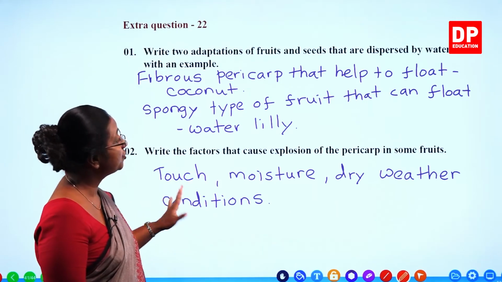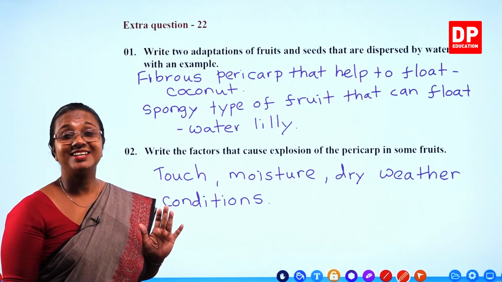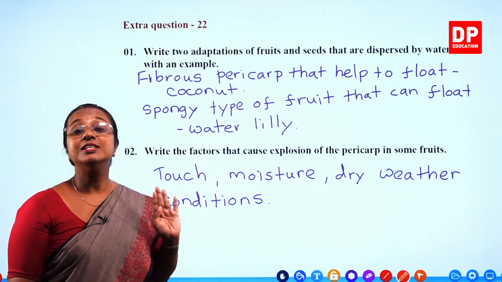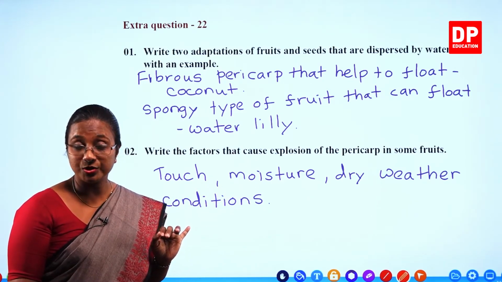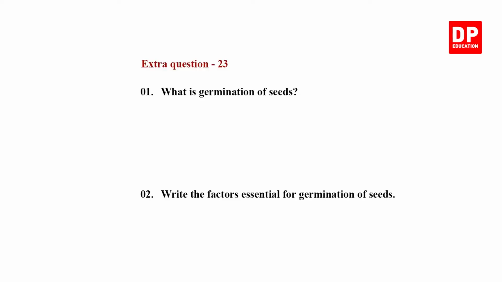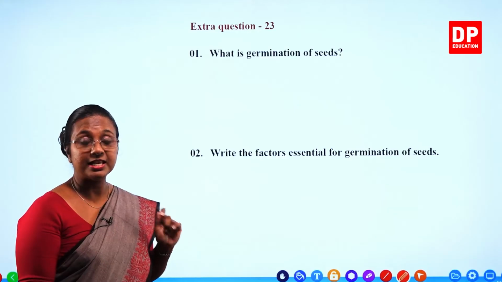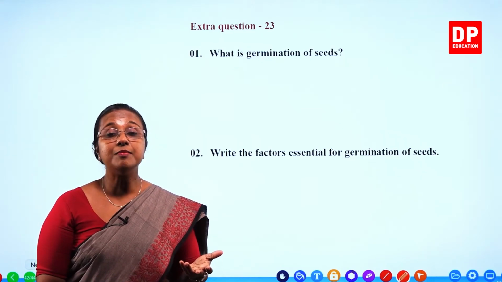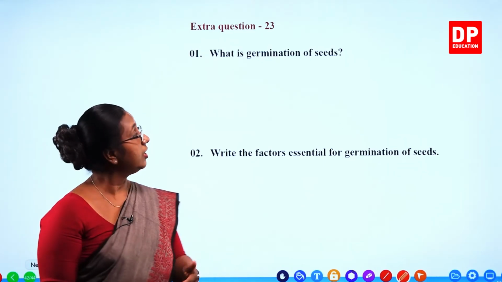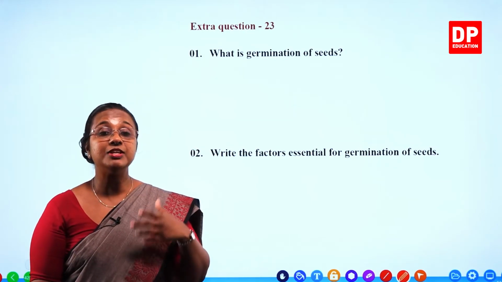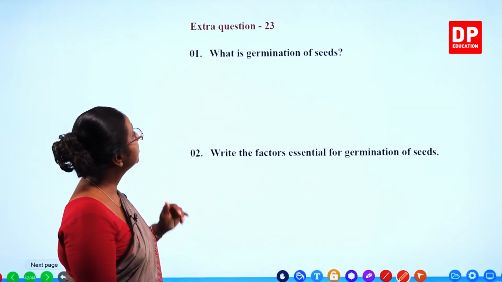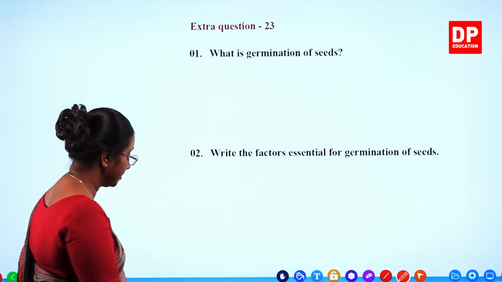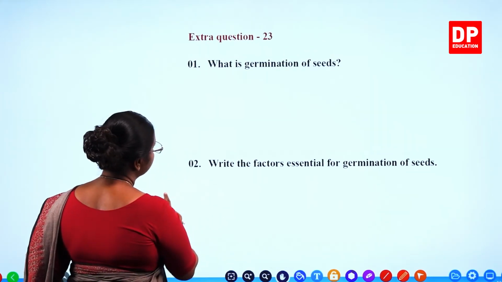I am sure, students, you were able to answer all these questions related to dispersal of fruits and seeds correctly. With that, I will move on to the next question. Extra question 23. What is germination of seeds? The development of the matured embryo, which grows out of the seed to produce the seedling, is known as germination of seeds. So that is what we need to write here.